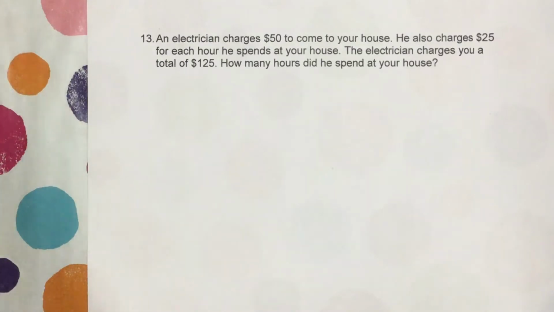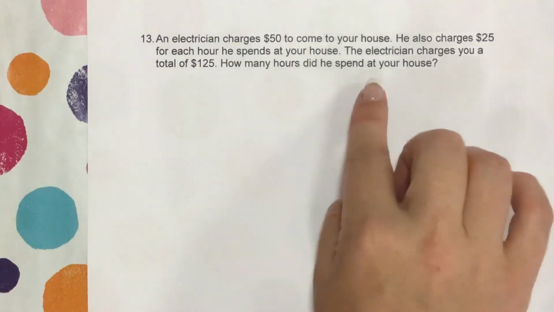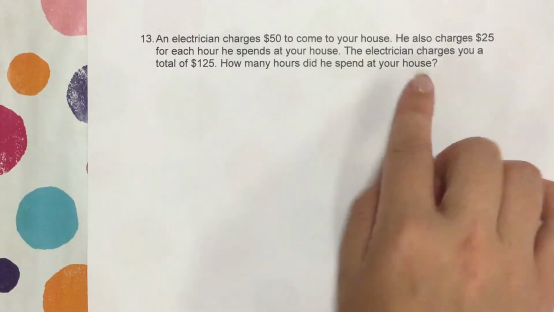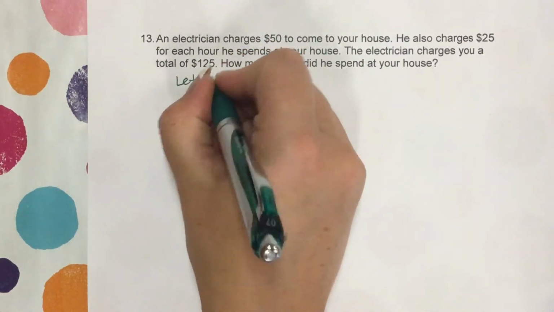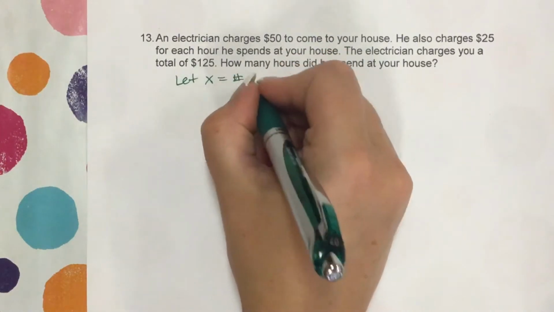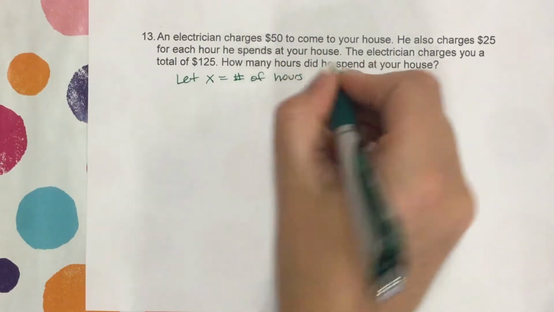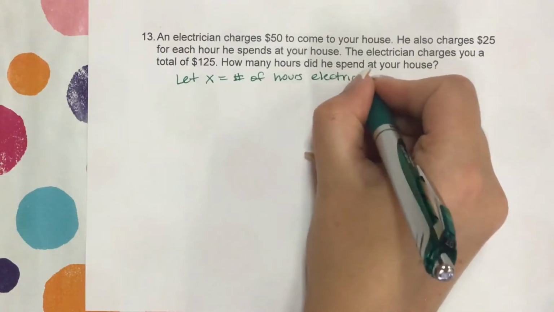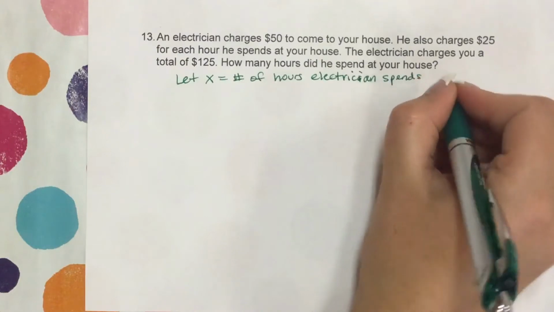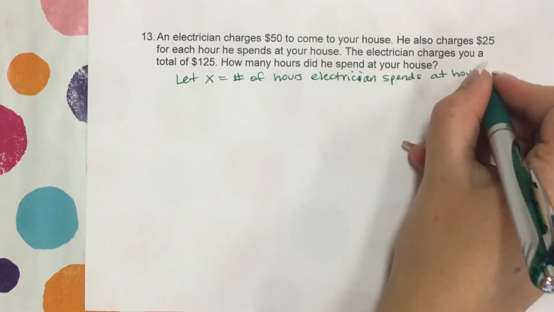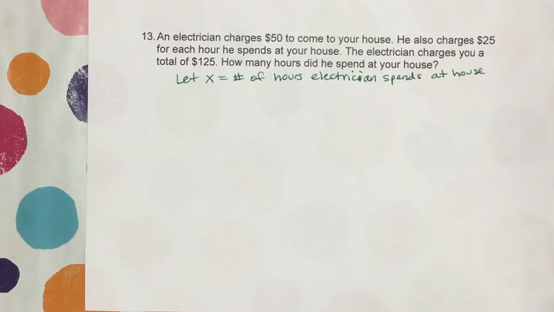So let's figure out what's the thing we don't know. And it's usually found in the question at the end. How many hours did he, the electrician, spend at your house? So let X equal the number of hours the electrician spends at the house. Okay, cool. There's our variable.